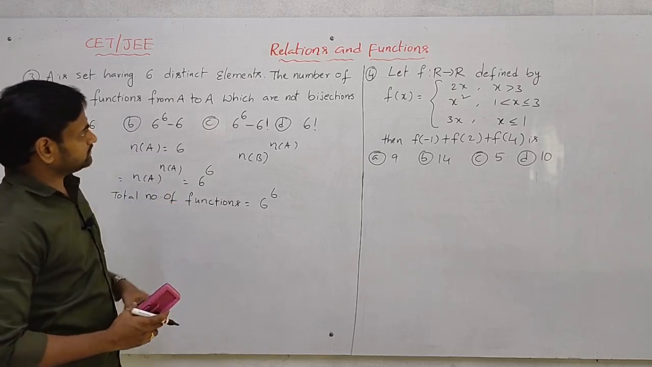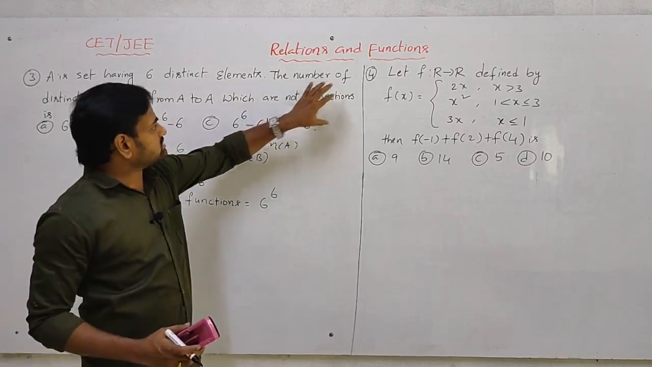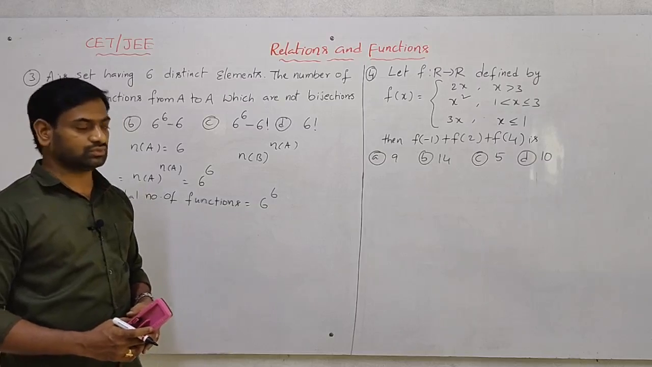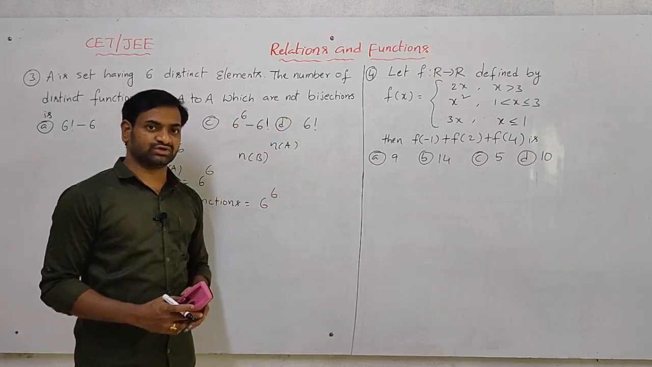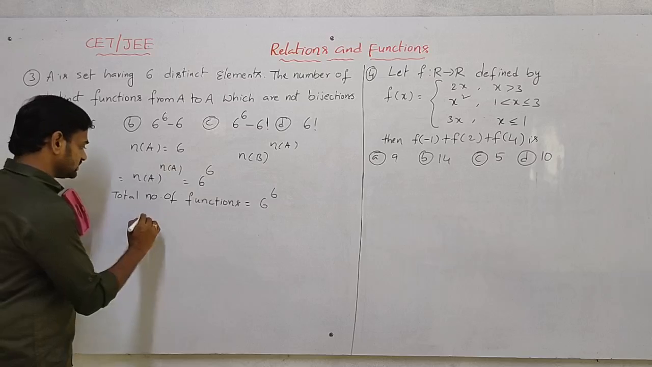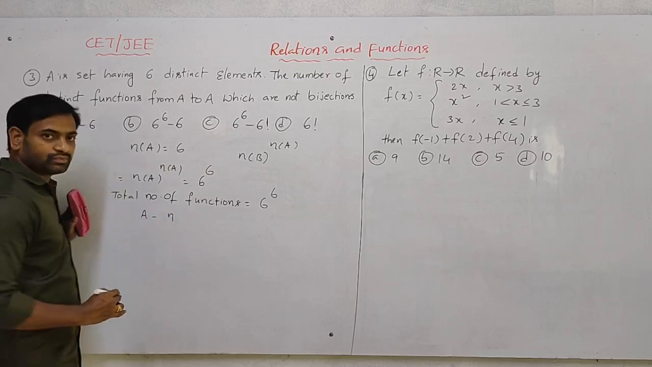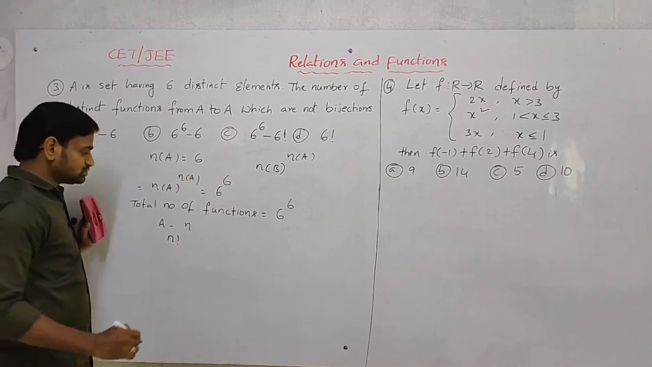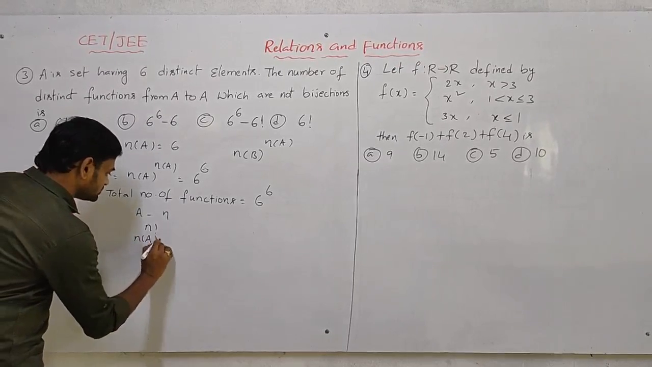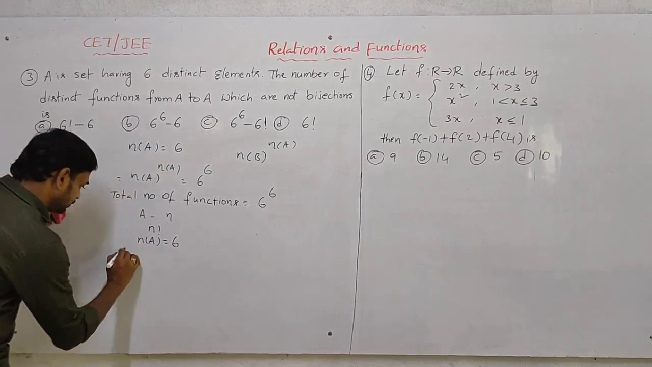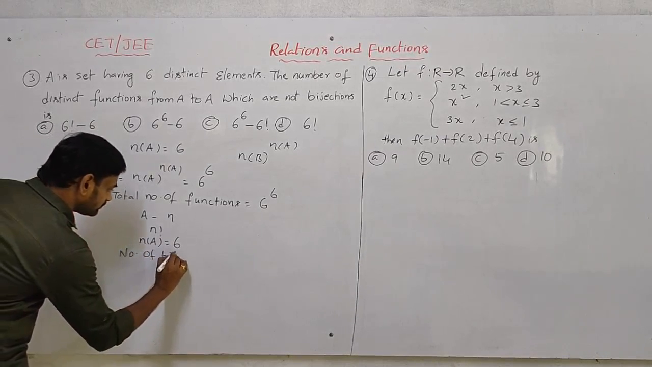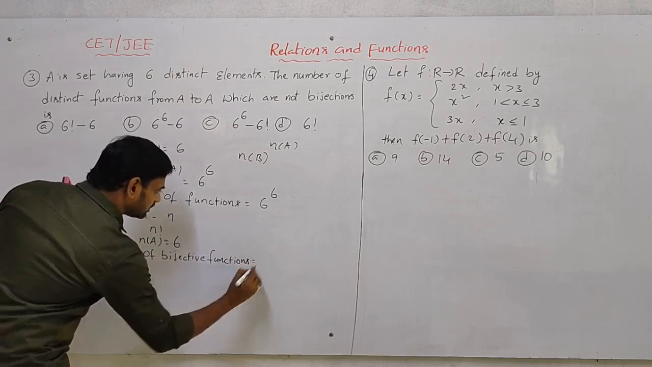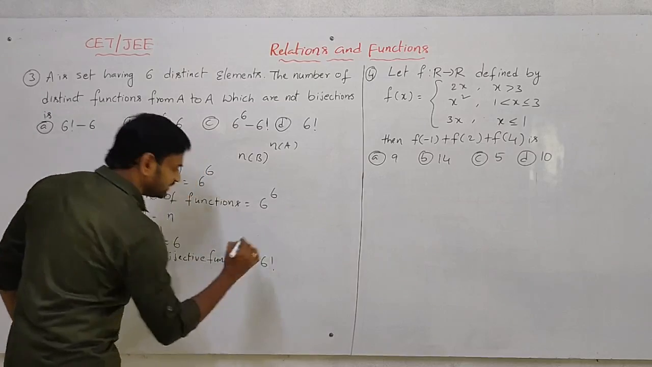Okay. Now see here. It is asking for those which are not bijective. So first, what are the bijective functions? Suppose in the set A there are n elements. The number of bijective functions is n factorial. So in A, n of A equal to how much? 6. The number of bijective functions is how many? That is 6 factorial.